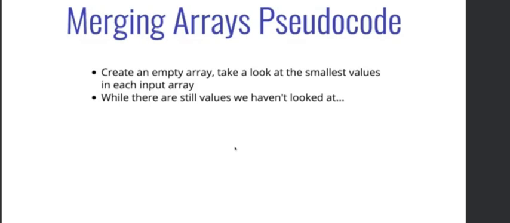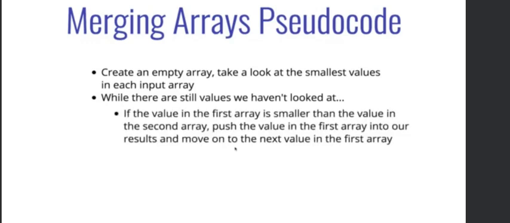While there are still values we haven't looked at, meaning while i and j both haven't hit the end of their respective arrays, we're going to take the value of the first item of the first array and compare that to the value of the first item in the second array. Now, if the first item is smaller, we put that in our result array.